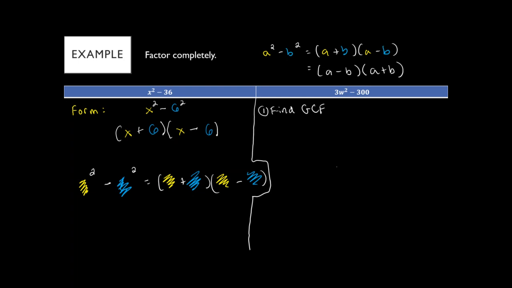And so that is, in this case, the largest number that we can divide into 3 and 300, which will be 3. So our GCF is going to be 3. So I'll just write that there. And so what we need to do first is to factor out the 3 before we proceed. So that would be step 2.